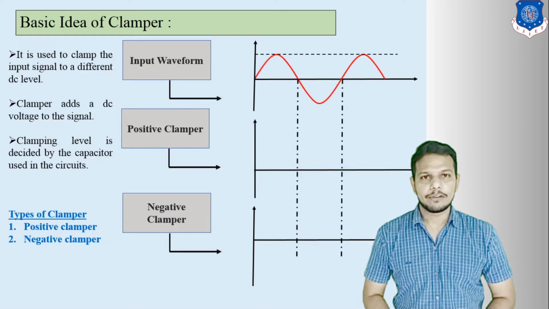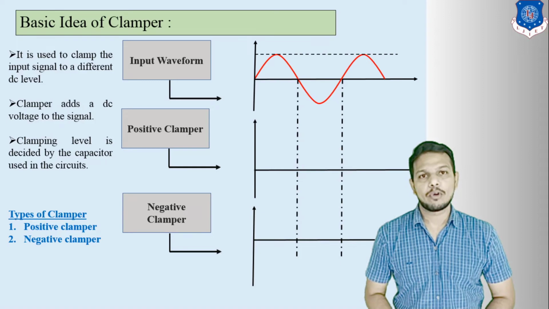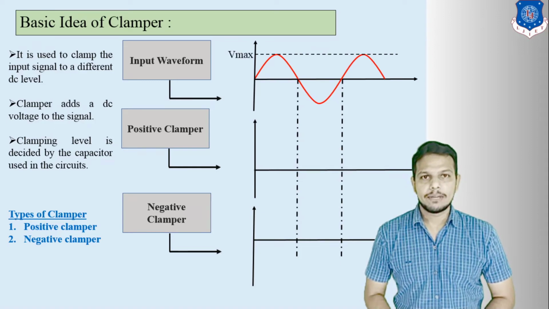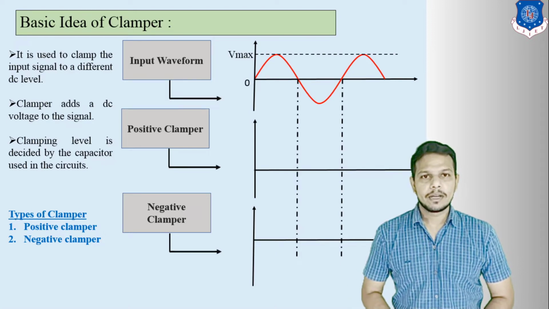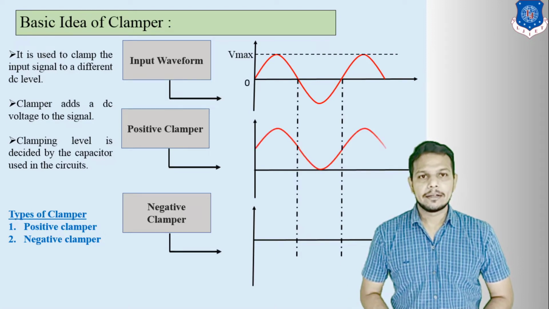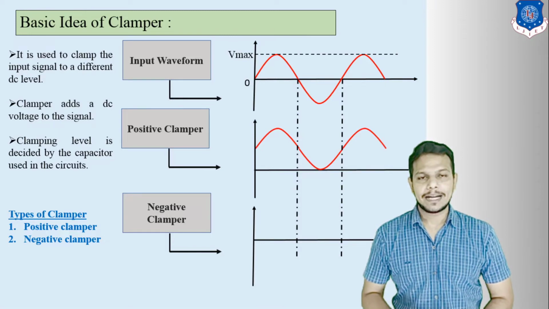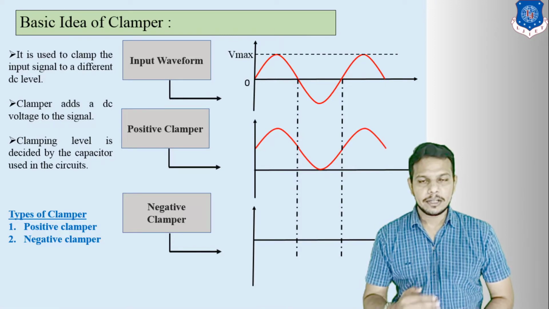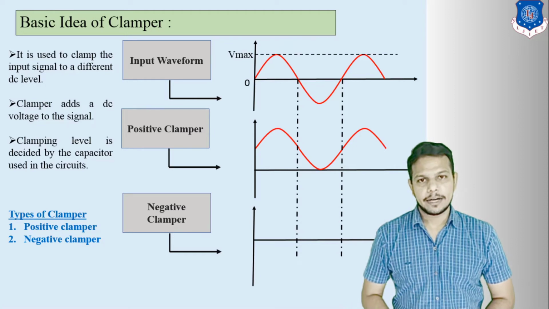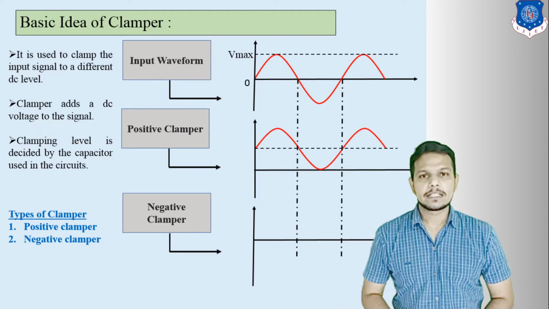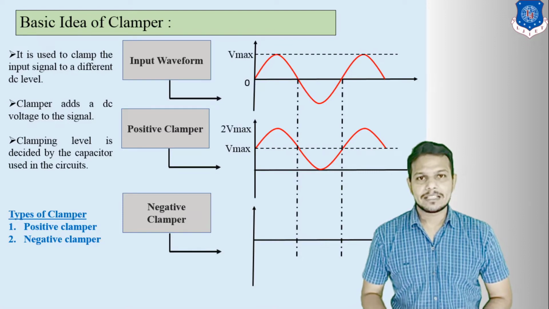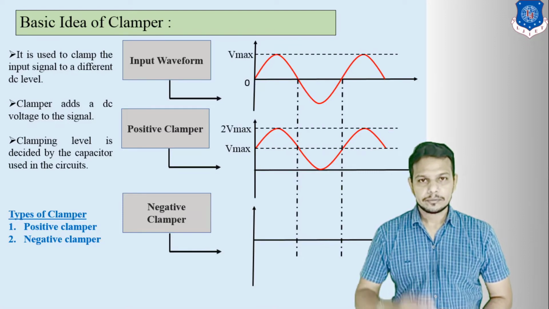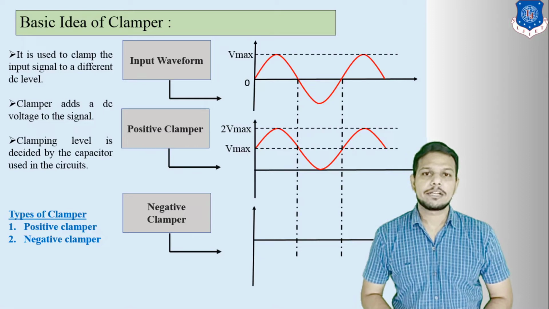This is the input waveform, and this one is the maximum voltage of the input waveform, which is called Vmax. So if we enter this input waveform, finally you will get this type of waveform. That means this waveform is shifted to the positive side. So this one is Vmax, and its maximum value is known as 2 Vmax. So this is known as a positive clamper.